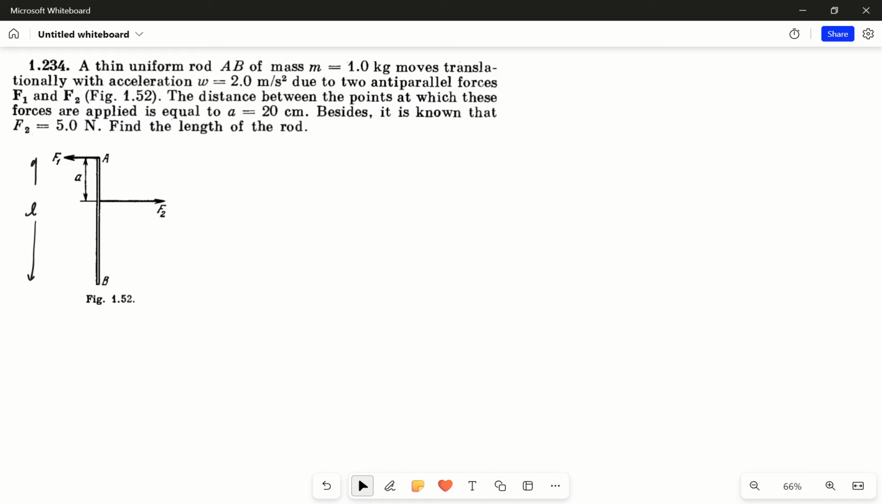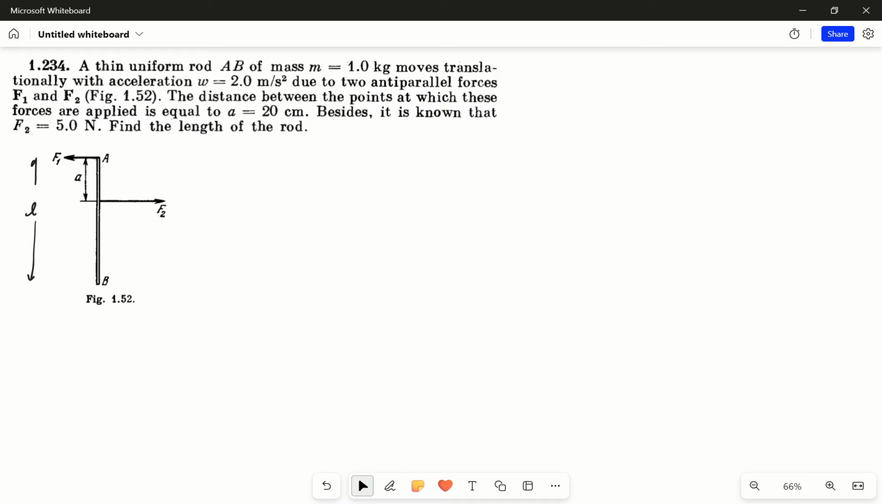A thin uniform rod AB of mass m equal to 1 kg moves translationally with acceleration equal to 2 meter per second square due to two anti-parallel forces F1 and F2. The distance between the points at which these forces are applied is equal to A equal to 20 centimeter. Besides, it is known that F2 equal to 5 Newton. Find the length of the rod.